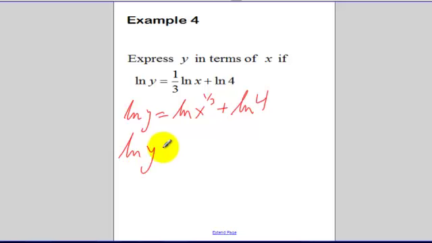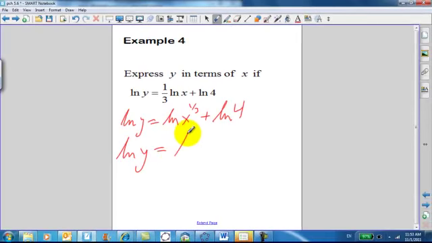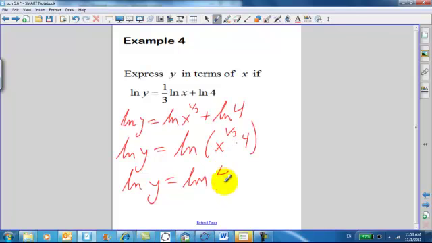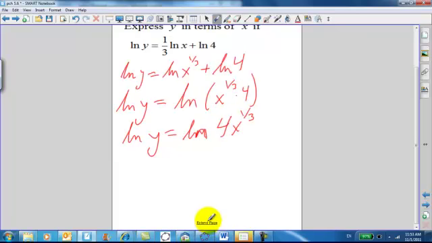And now I can use the product rule in reverse to write this as 1 logarithm: x to the 1/3 times 4. So I've got the natural log of y equals the natural log of 4 times x to the 1/3. So now basically I'm taking the inverse log of both sides to get y equals 4 times x to the 1/3 power.